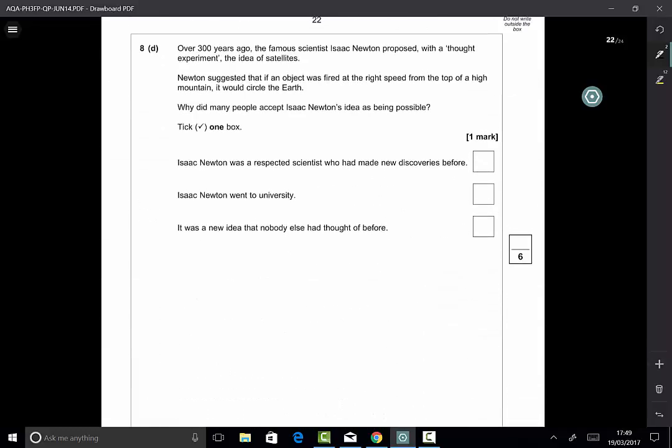Over 300 years ago, the famous scientist Isaac Newton proposed with a thought experiment the idea of satellites. He suggested that if an object was fired at the right speed from the top of a high mountain, it would circle the Earth. Why did many people accept Isaac Newton's idea as being possible? Because Isaac Newton was a respected scientist who had made new discoveries before.